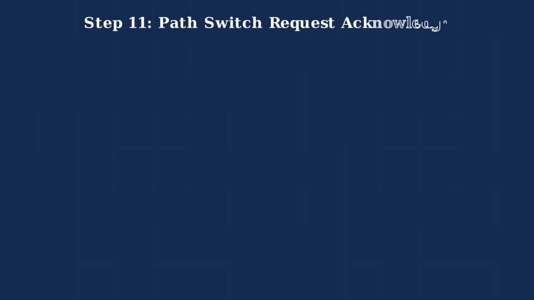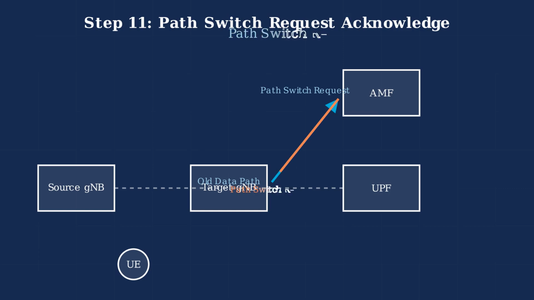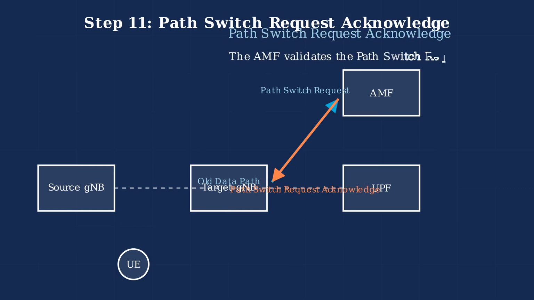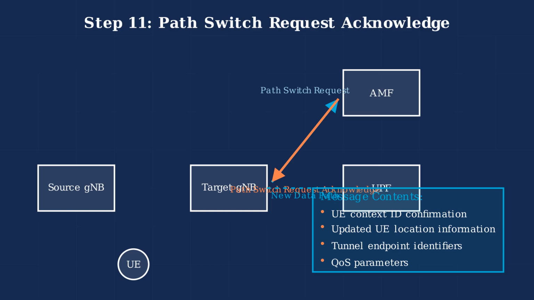Step 11 in the XN handover process is the path switch request acknowledge. In the previous step, the target GNB sent a path switch request to the AMF to update the downlink data path. The AMF responds with a path switch request acknowledge message, confirming that it has updated the UE's location information and data path. This message confirms that the network has successfully switched the data path from the source GNB to the target GNB. The path switch request acknowledge message contains several important elements, including UE context confirmation, updated location information, tunnel endpoints, and QoS parameters.